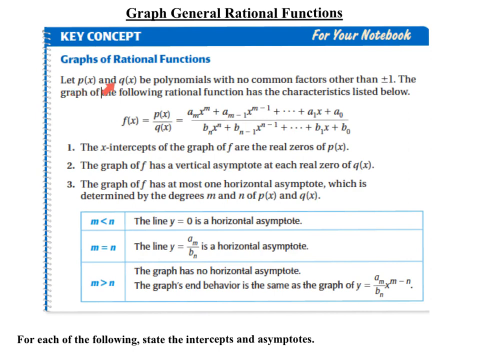So we have p of x and q of x, no common factors other than 1. Here we have the graph, and we're dividing them. This is just general notation. The thing that you need to be cautious of or think about is this m value, which is the degree of the numerator. So m is the degree of the numerator. You might want to jot that down. And n is the degree of the denominator.